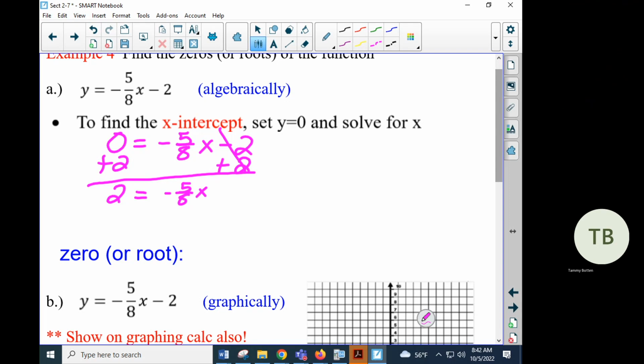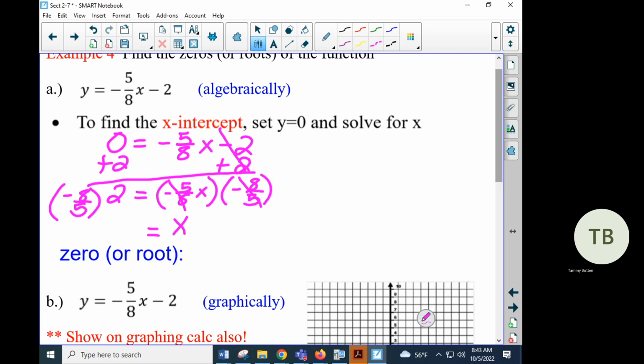-5/8 x. Okay. Now, if you guys remember what I said, to get rid of a fraction in front of x, you multiply by the reciprocal of it, but you don't change the sign. So because that's negative, I still need it to be negative. So it's -8/5. Okay. And then when I do this, these are going to cancel. I have x on this side.